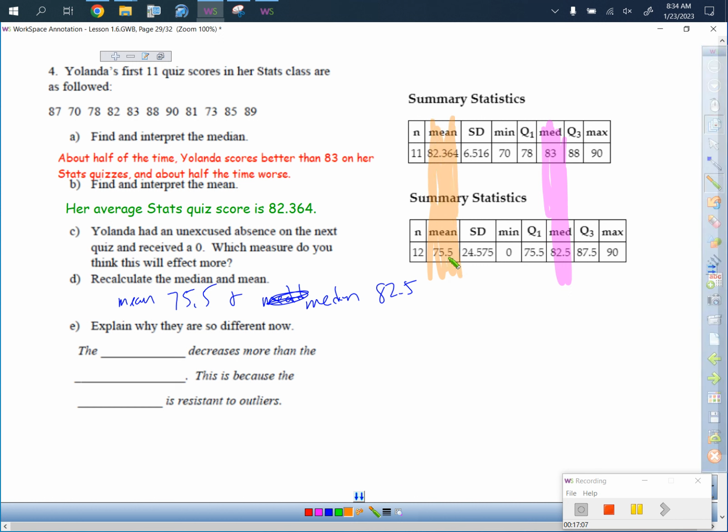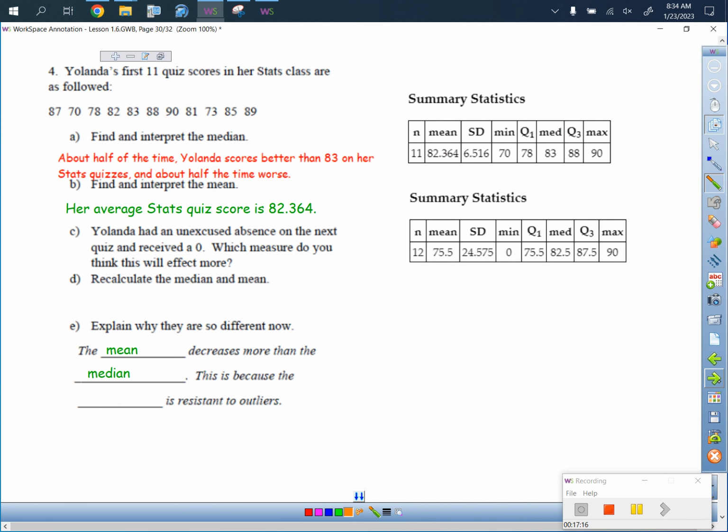So let's see if we can fill this out. Explain why they're so different now. The blank decreases more than the blank. We've said that already: the mean decreases more than the median. This is because the blank is resistant to outliers. Who is the resistant one, the mean or the median? Who resisted that 0? The mean, which changed a lot, or the median, which barely changed? Who is resistant? The median is resistant. It resisted the outlier. So the median. Cool?